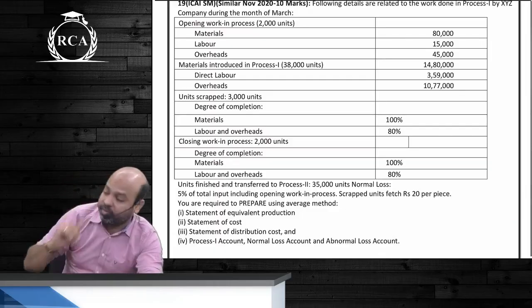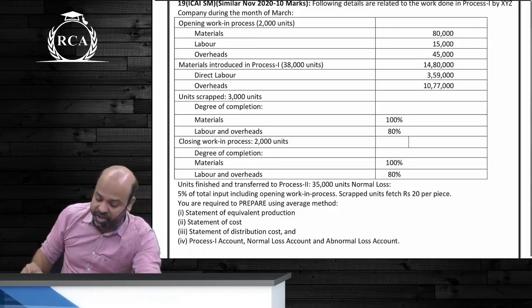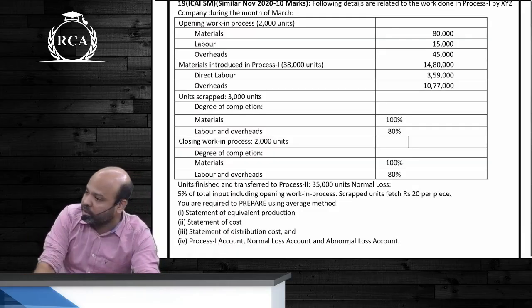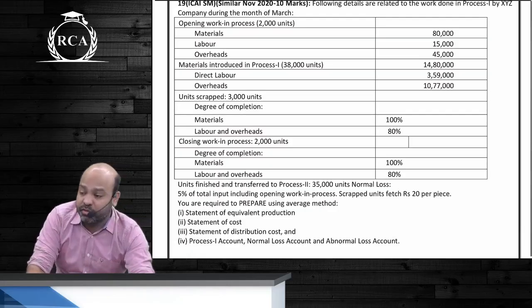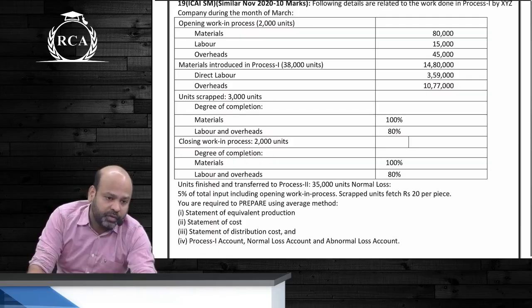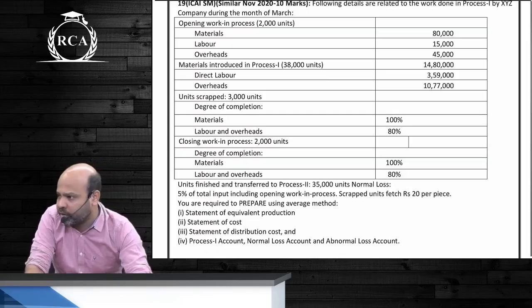Normal loss is 5% of total input, including opening work in progress. Scrapped units will fetch 20 rupees per piece. You are required to prepare using average method all the following: statement of equivalent production, statement of cost, statement of distribution of cost. Statement of distribution of cost matlab valuation. We do that as valuation. Statement of cost matlab computation of cost per unit. We combine, guys, first and second bit in all the bits. Statement of equivalent units and statement of cost, we present it in a single statement only.